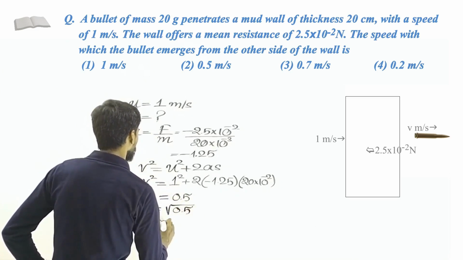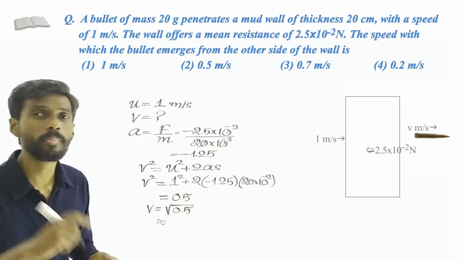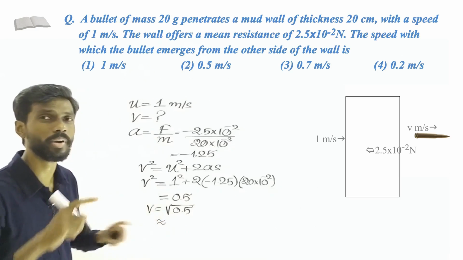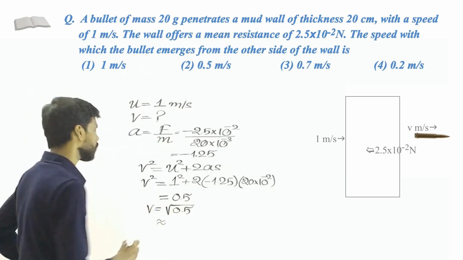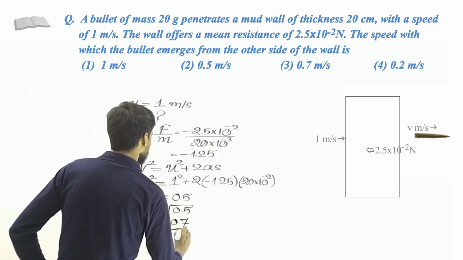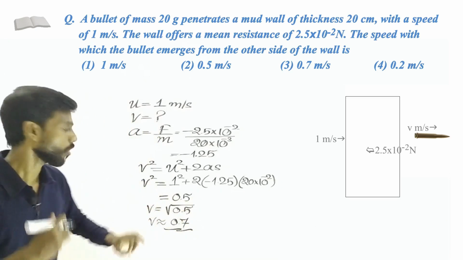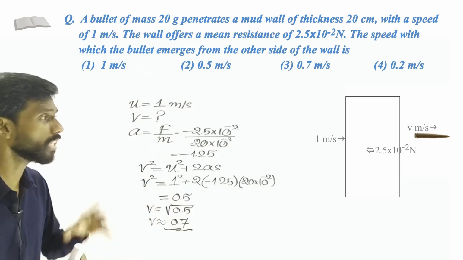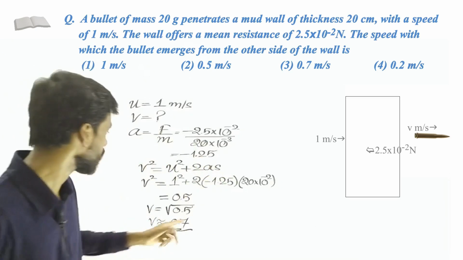What is the square root of 0.5? Approximately, the square root of 0.49 is 0.7, because 7 squared is 49. So it is very close to 0.49, and we can take this value to be approximately 0.7. That is our final speed, because 49 is very close to 50. So 0.7 is the final speed, that means the speed with which our bullet emerges from the other side of the wall. That is our required answer.